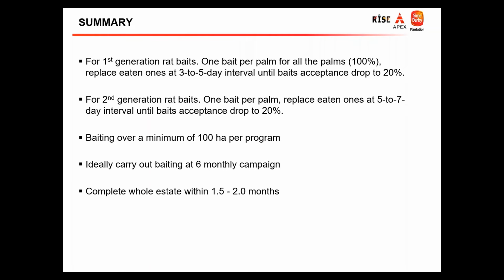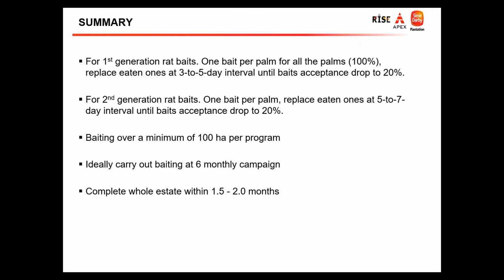Okay. In summary, for the first generation bait, one bait per palm for all the palms, replace eaten bait at 3 to 5 days interval until bait acceptance drops to 20%. Okay, for this first generation poison. So for second generation baits, one bait per palm, replace at 5 to 7 days interval until acceptance drops. Okay. So we are baiting over a minimum of 100 hectares per program. Ideally carry out baiting in a 6 monthly campaign, completing the whole estate within 1 to 2 months. Okay, so that's about all I want to talk on this rat control.